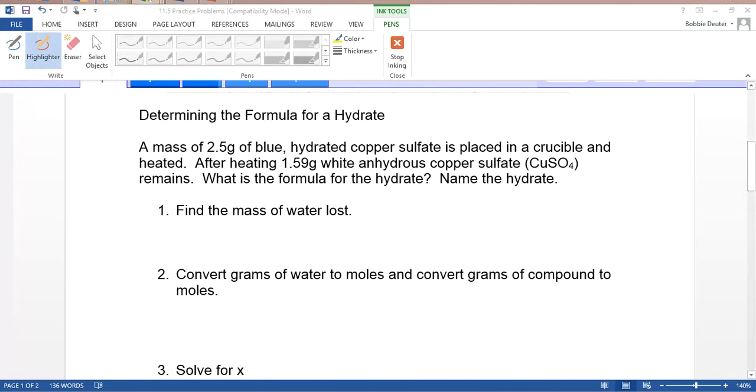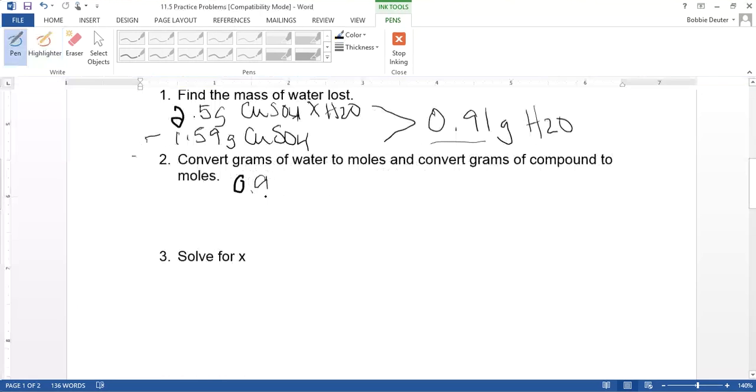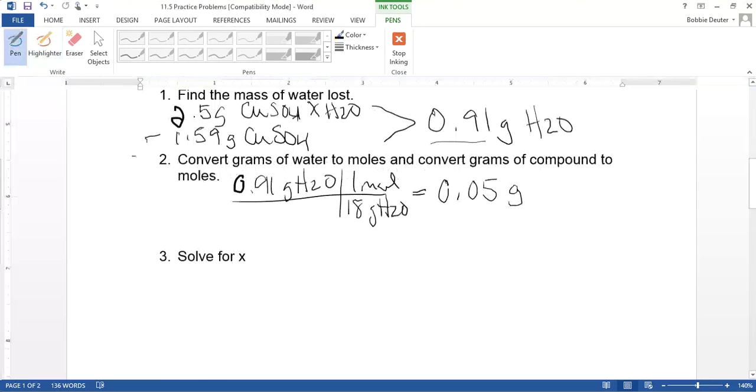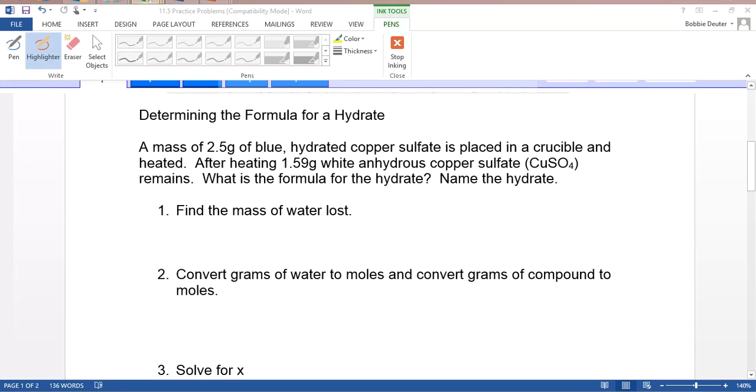So once we have that, then we need to convert our grams of water to moles and our grams of our compound to moles. So here's what we do know. We have 0.91 grams of H2O. Let's convert that into moles. Remember, you put the molar mass of water down here, which is 18 grams, over 1 mole. Multiply the top, divide it by the bottom. You get 0.05 moles of H2O.